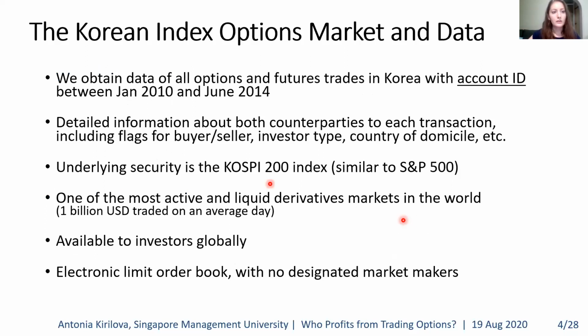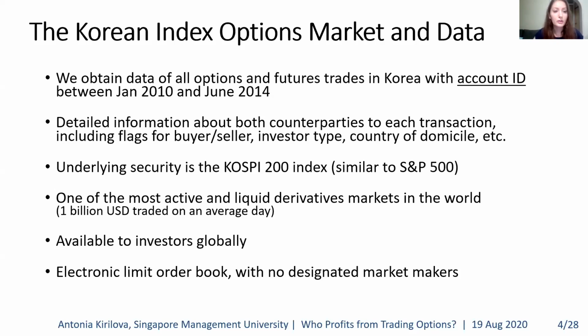Let me give you some details about the Korean index options market and our data. We obtain data of all options and futures trades in Korea with account ID between January 2010 and June 2014. So it's 4.5 years of daily observations, where we have account level transaction data with the millisecond timestamp of each transaction. And the data contains detailed information about both counterparties to each transaction. So we have the flags for who is the buyer, who is the seller, whether it's a retail investor or an institution, what kind of institution, and other details like country of domicile, etc.